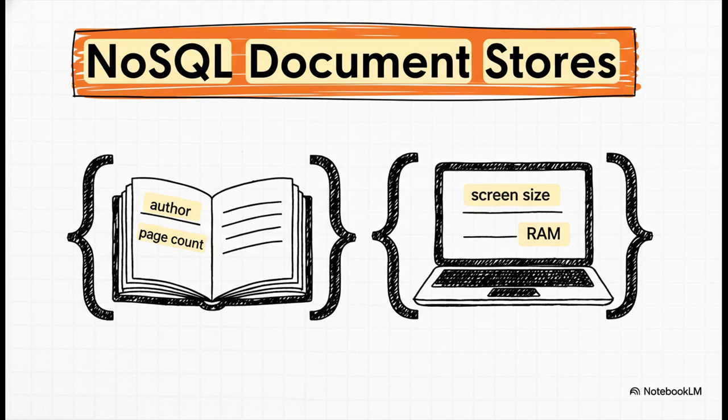Now here's the thing. NoSQL isn't just one type of database. It's more like a family of different approaches. The first type is called a document store. Instead of rows, data is stored in flexible documents, kind of like a JSON file. This means every record can have its own unique structure. Think about a product catalog. A t-shirt has size and color, while a laptop has RAM and CPU. A document store handles that perfectly.